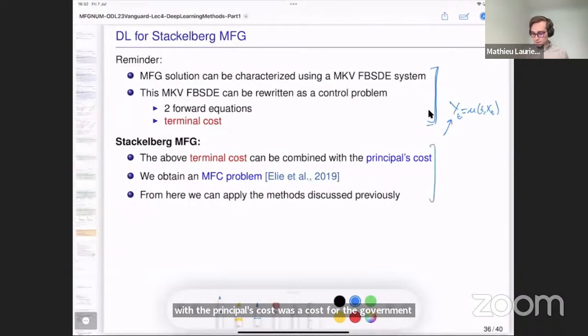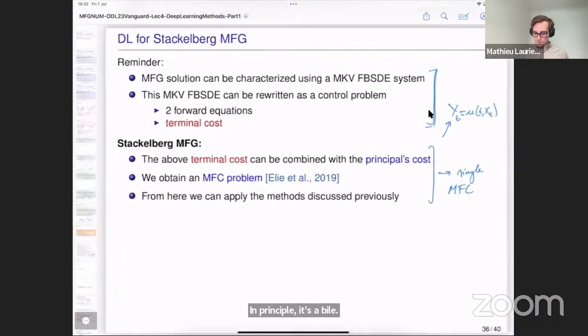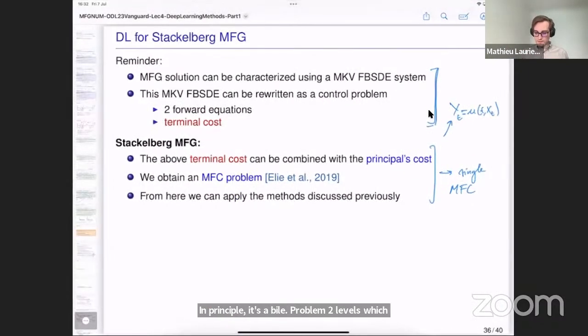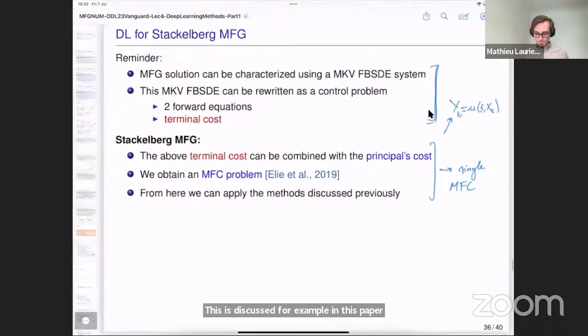So the result of this is that you have a single, in fact, MFC problem. So it's a mean field control problem, which characterizes the solution to the whole problem for the principal and for the Nash equilibrium. In principle, it's a bi-level problem, two levels, but you manage to write everything with a single mean field control problem. So this is discussed, for example, in this paper of Romuald Daly et al.